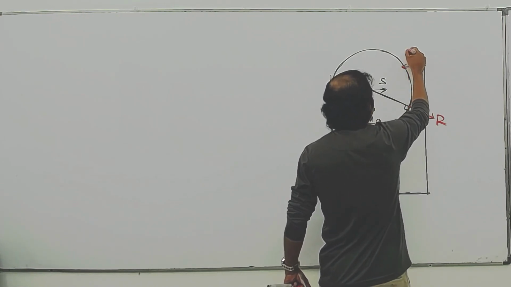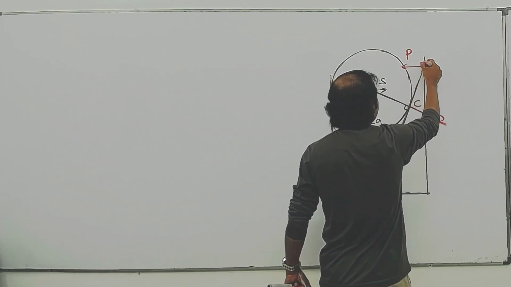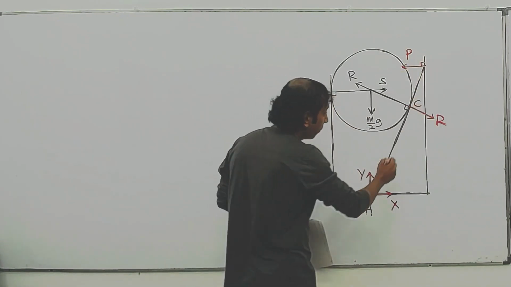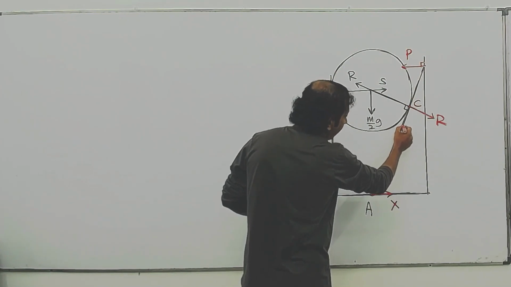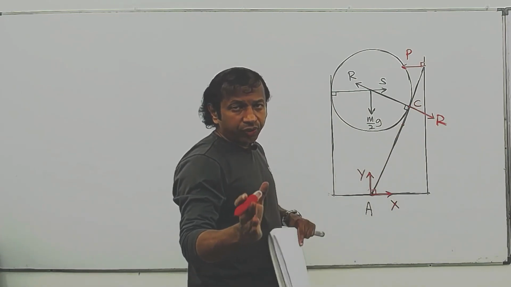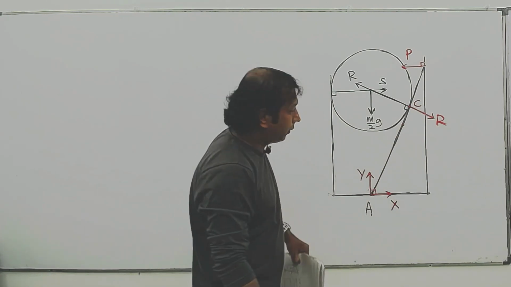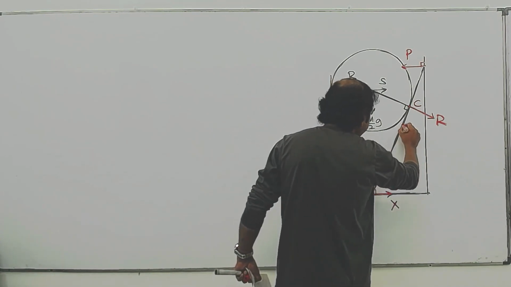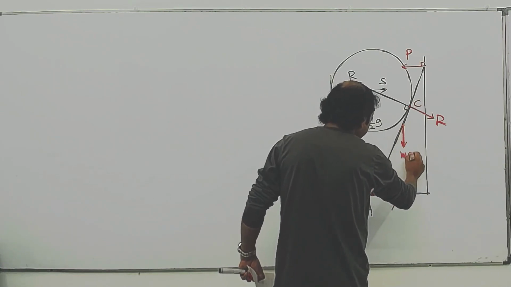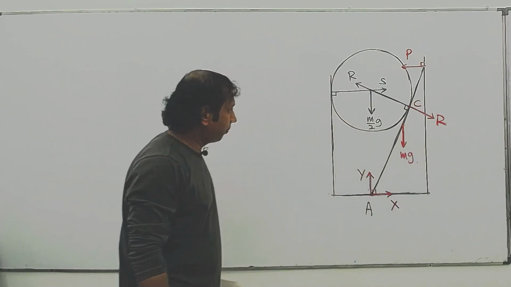CP, P90. And the other one is the weight of the rod. The weight of the rod acts at the center of gravity of the rod. You know, for a uniform rod, the center of gravity is at the midpoint. Therefore, it acts here, this way, mg. Right. Okay, this is the first diagram.